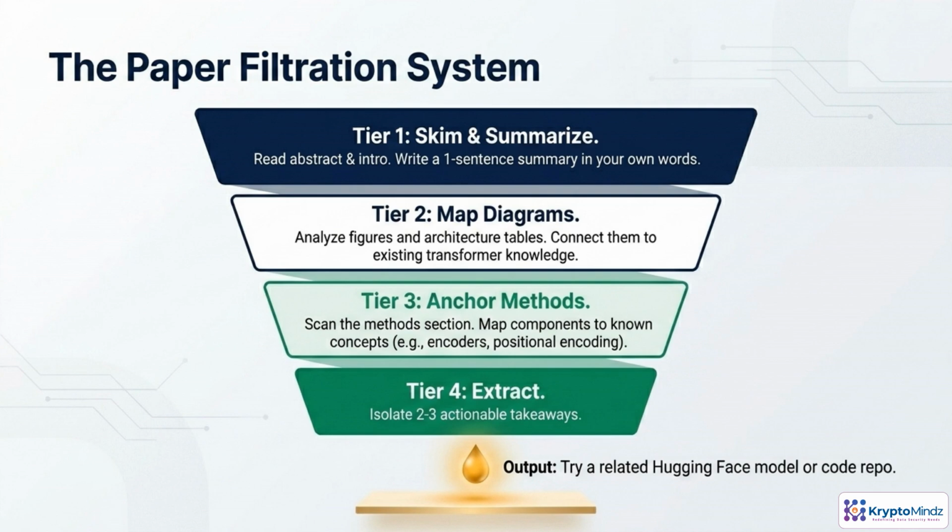Use a simple filtration system for papers. Start by skimming the abstract and introduction, then force yourself to write a single sentence. What's the core idea? Next, scan the figures and tables and ask, how does this relate to the transformer pieces I already understand? Only then dip into the methods section, just enough to map new components to familiar concepts. To finish, write down 2 or 3 concrete takeaways and, if possible, run a related model or code example. That closes the loop between theory and practice.